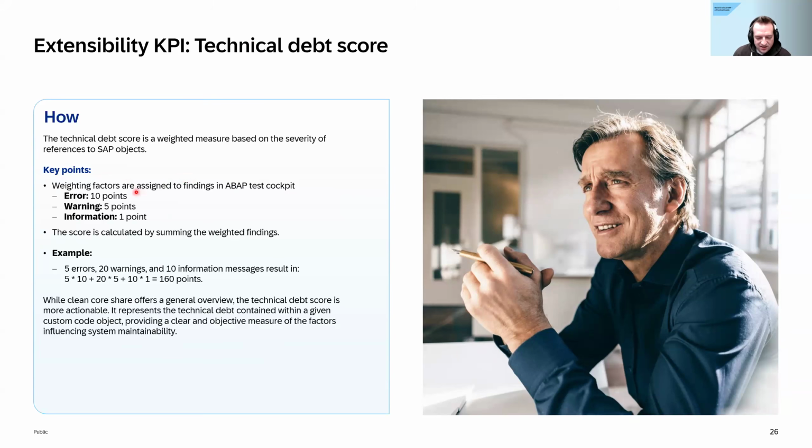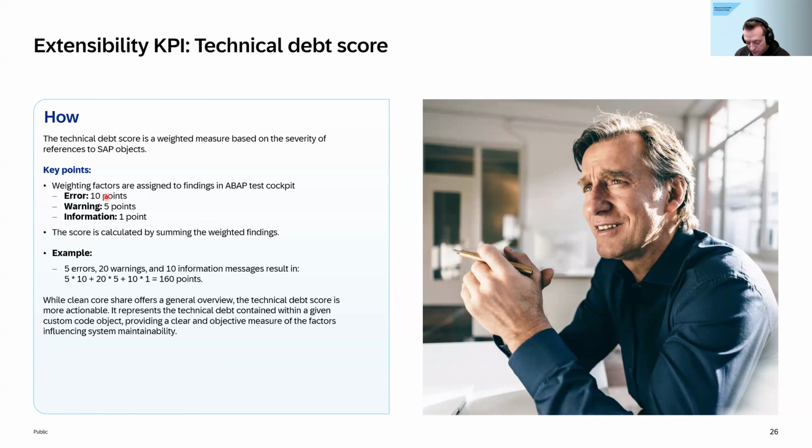And of course, that's kind of critical because easily it gets into gamification and numbers, but it's a number that you can compare. I have one class that has maybe, you see it here, 5 errors, 20 warnings, and 10 information messages. This will end up in 160 points. And then I can compare it to another class that maybe has 20 errors, then it will have more points because that alone is 200 points. Then you can compare where is the biggest technical debt in there.